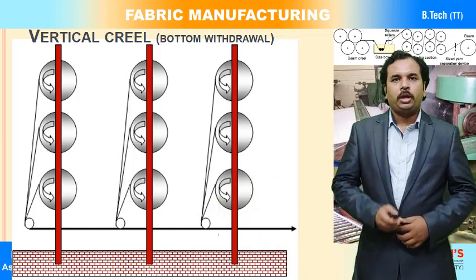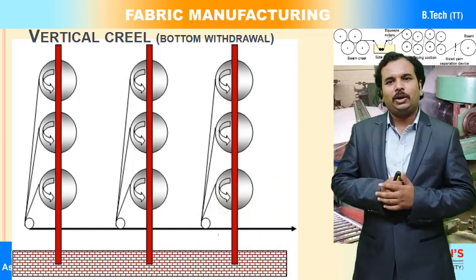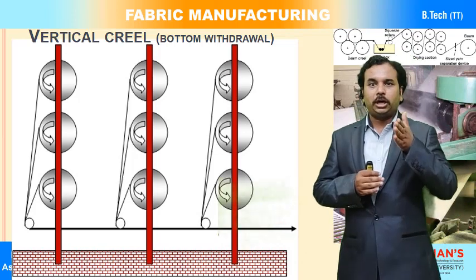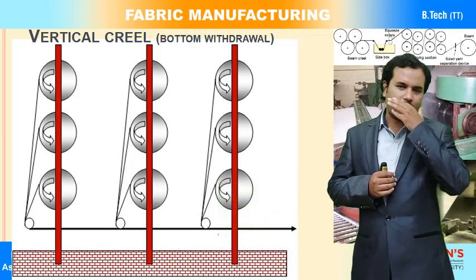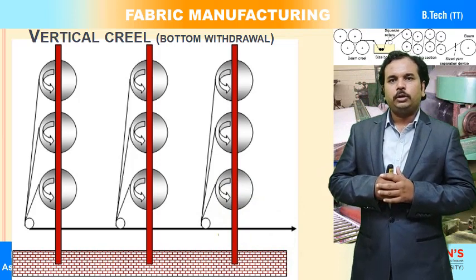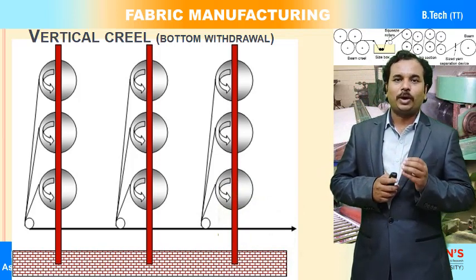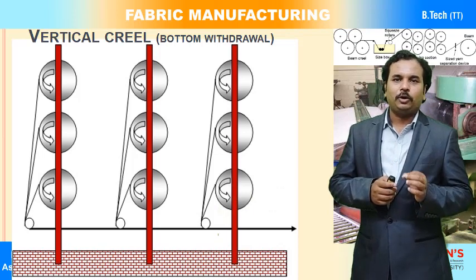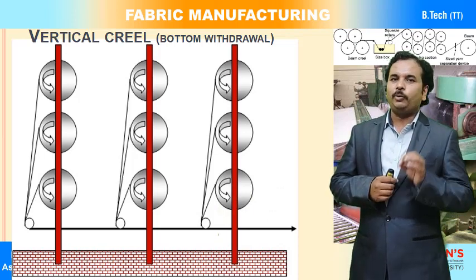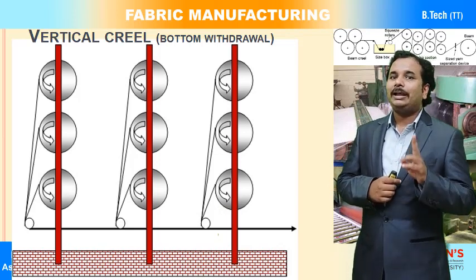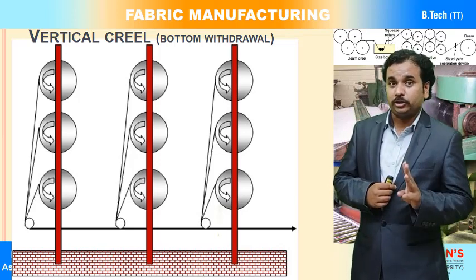Okay, and you can see the vertical creel. How can we say it is a vertical creel? Because one above the other, exactly one above the other, we are keeping the beams vertically, so that is why it is called a vertical creel. Once again I am repeating, vertical creels are of two types. One is bottom withdrawal, the second one is called top withdrawal.